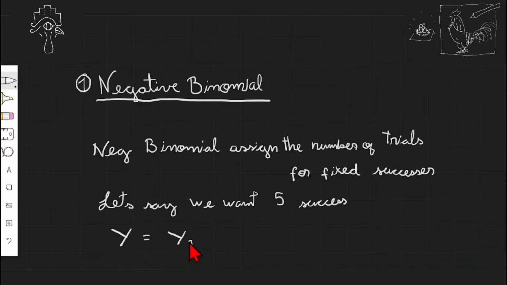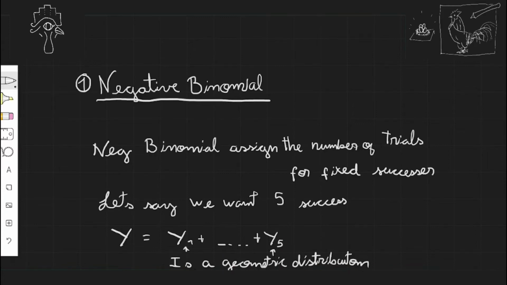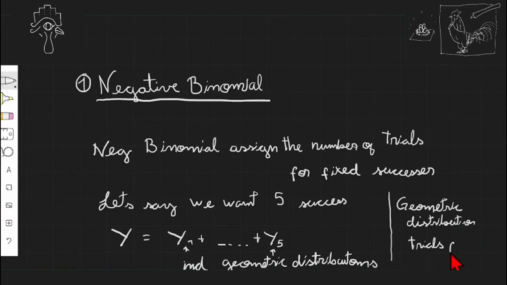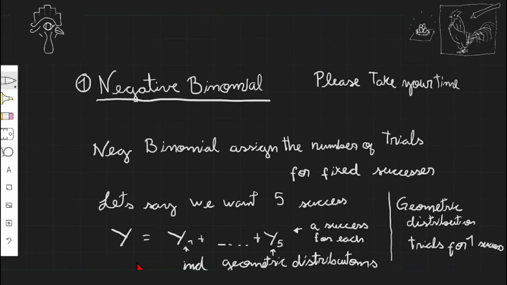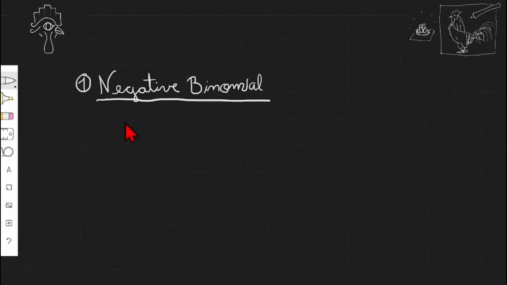Then the negative binomial is the sum of 5 random variables, each of which gives us how many trials we need to get 1 success. That is to say, the negative binomial is the sum of 5 geometric distributions. Take your time to think about it. Let's see the probability function for 5 successes.